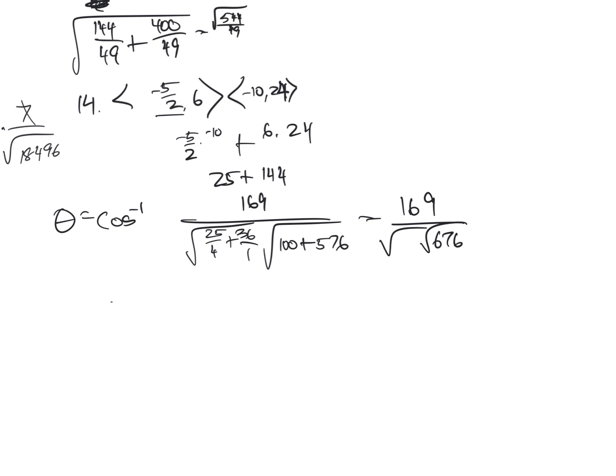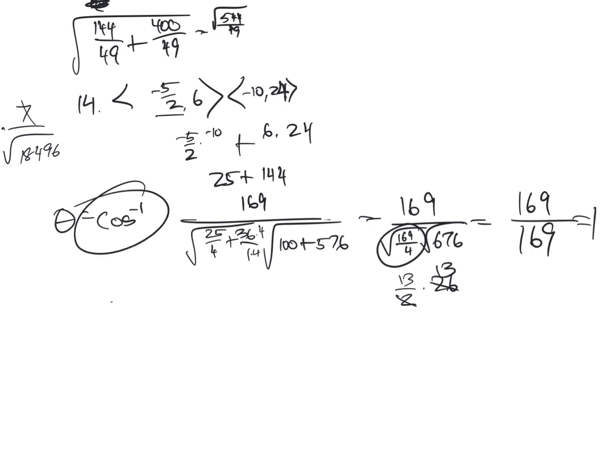All right, so get a common denominator by multiplying by 4. 36 times 4 is 144, plus the 25 is 169. So 169 over 4. That is 13 halves outside of the radical, times the square root of 676, which is 26. So we have 169 over, 2 goes into 26 13 times. 13 times 13 is 169. So where is the x value? Positive 1 at 0 degrees, which means your vectors are going in the same direction.